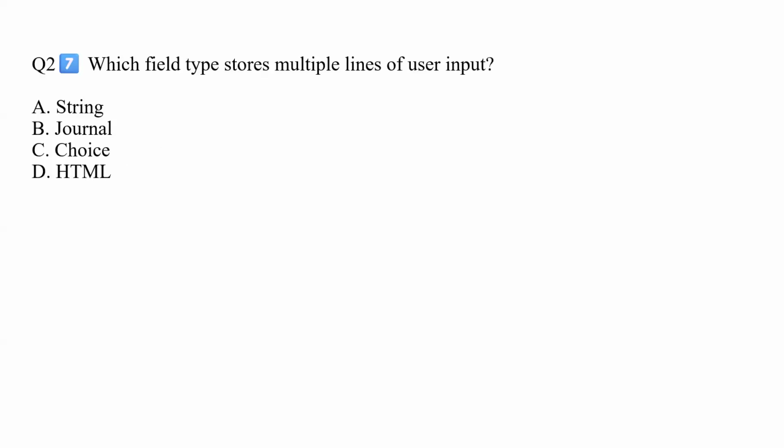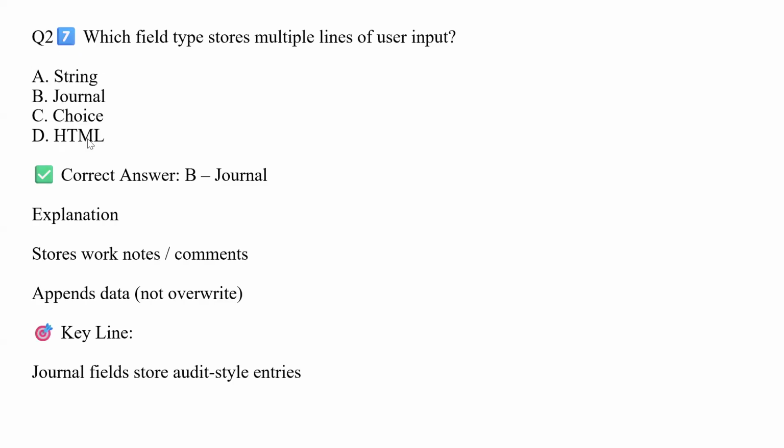Which field type stores multiple lines of user input? The options are A, string, B, journal, C, choice, D, HTML. The correct answer is B, journal. Because journal fields work like a diary. Each entry stores the user's time-stamped text. It is used for comments and work notes. Here string is a single line only. Choice is fixed values. And HTML has no history tracking. Finally, you can conclude that history text is the journal.